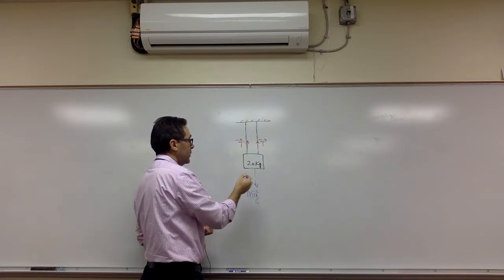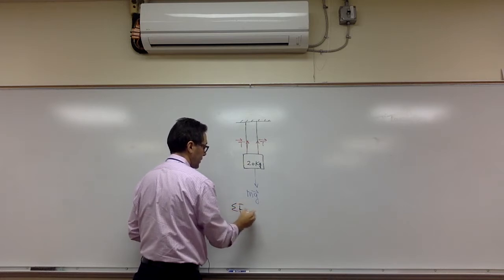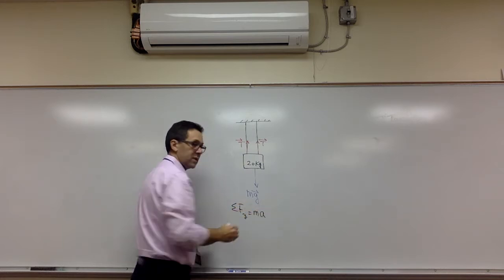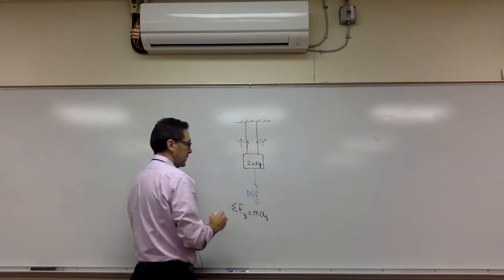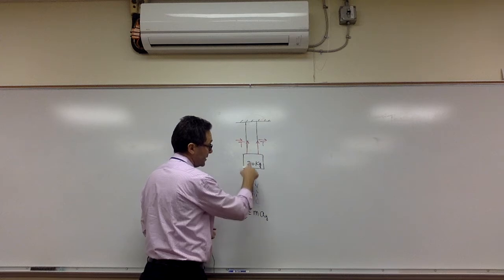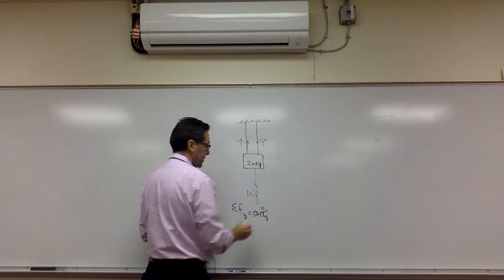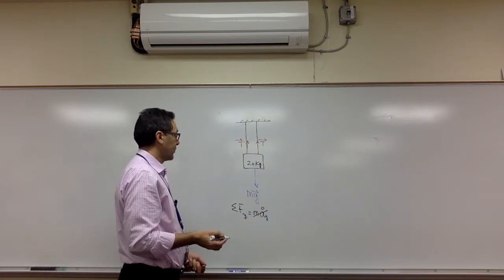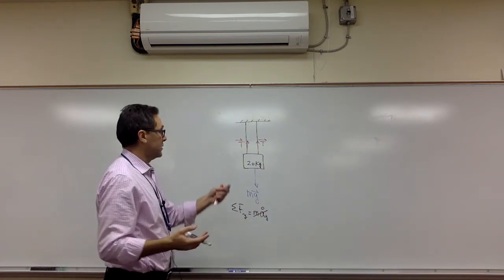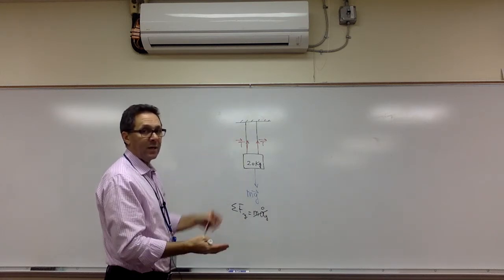So here I can say, you know what? The sum of the forces in the y direction equals ma. In other words, that's F net equals ma. Well, a is in the y direction, which means that since this is not moving, a in the y direction is 0. So the sum of the forces in the y direction is 0. Or in other words, the forces in one direction are equal to the forces in the opposite direction.